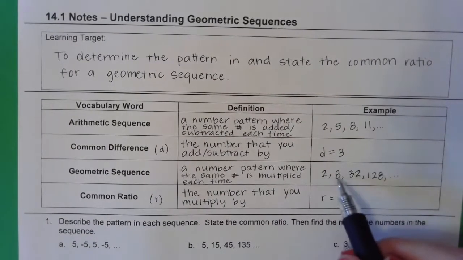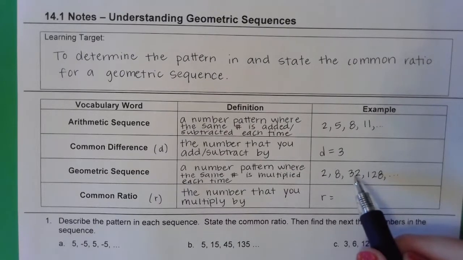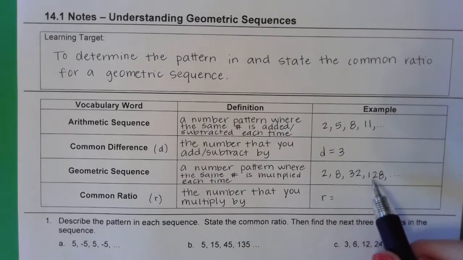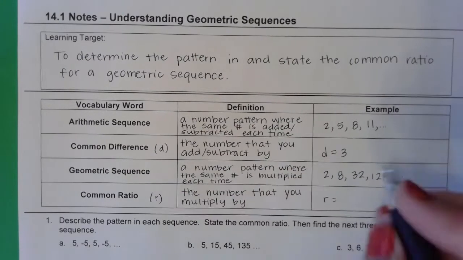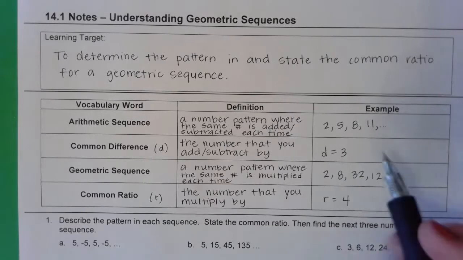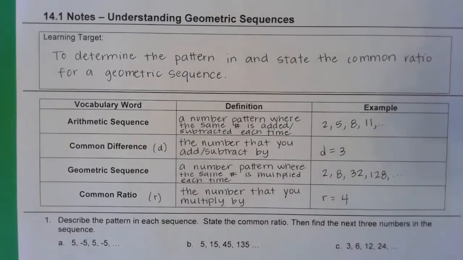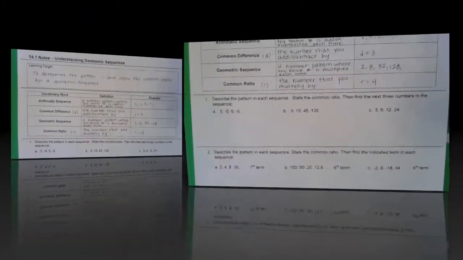So to make a 2 turn into an 8, you multiply by 4. To make an 8 turn into a 32, you multiply by 4. And to make a 32 turn into 128, you also multiply by 4. So the common ratio for this geometric sequence would be the number 4. If the numbers started bigger and were getting smaller, sometimes your common ratio can be a fraction, but in this case it was a whole number.